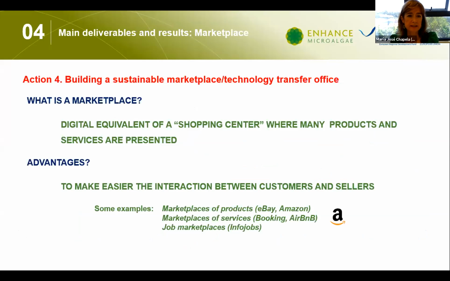In general, a marketplace could be defined as a digital equivalent to a shopping center, where many products and services are presented to the general public. What are the advantages of a marketplace? Using marketplaces can make easier the interaction between customers and sellers. So I have included here some examples of famous marketplaces like eBay, Booking, Amazon.